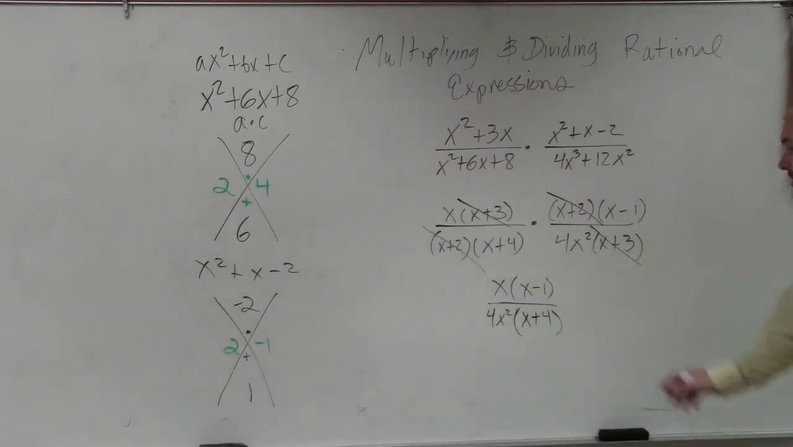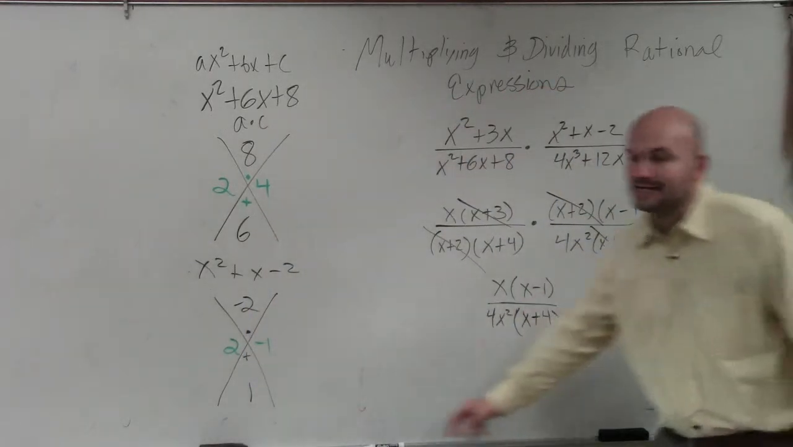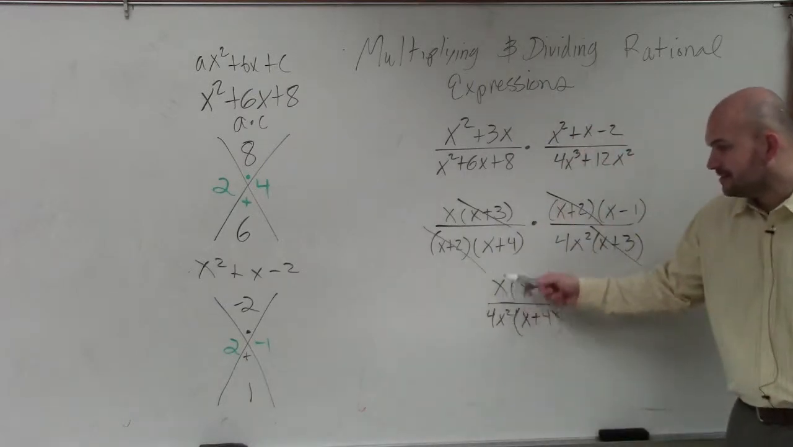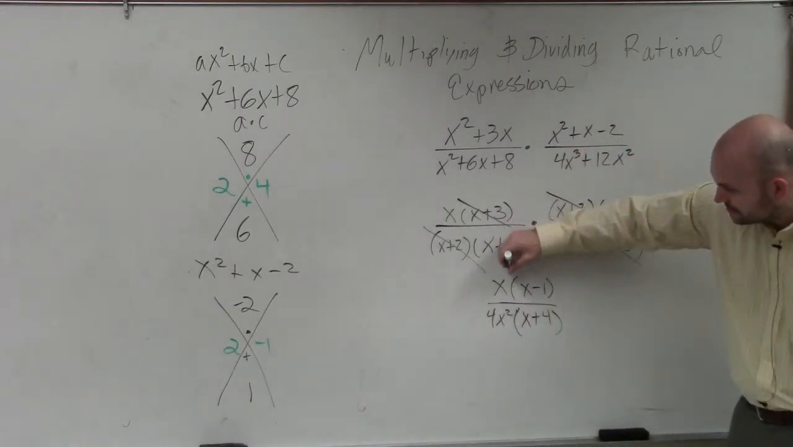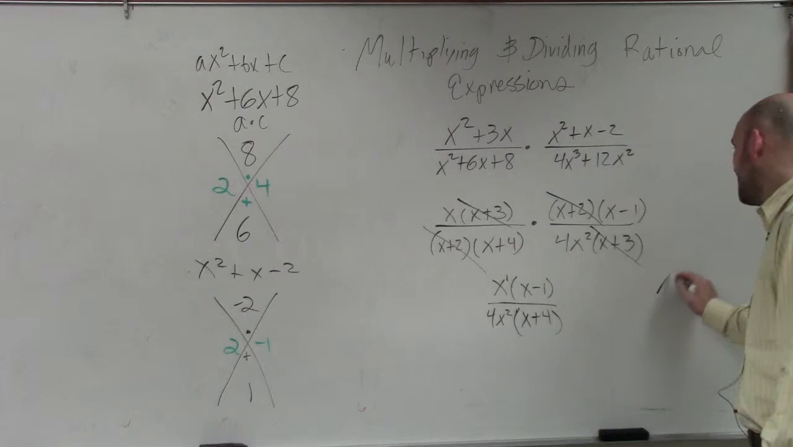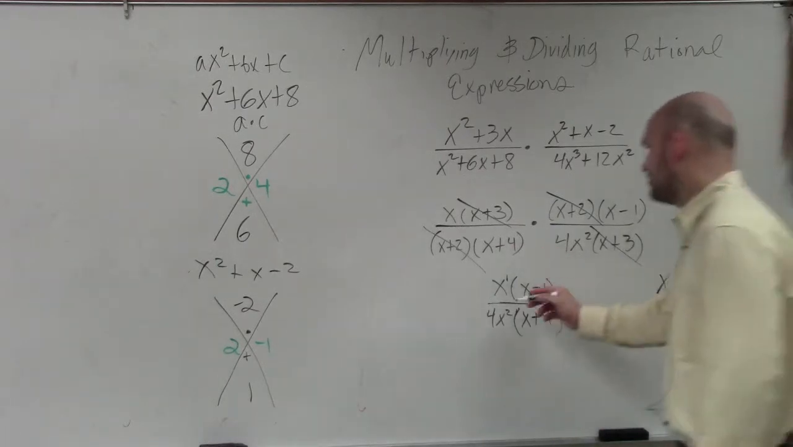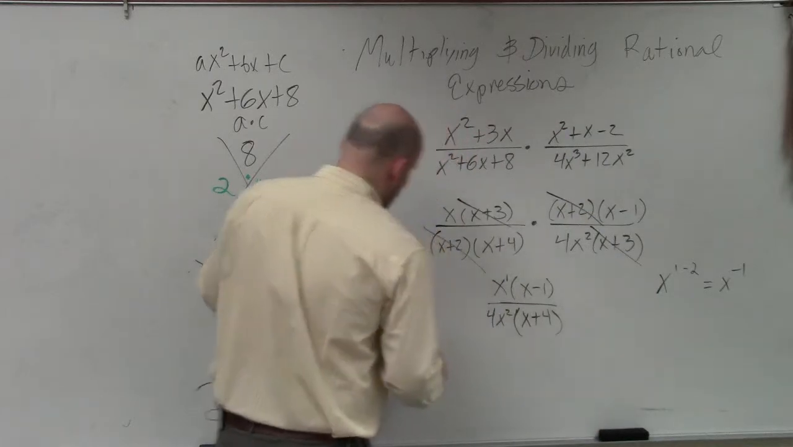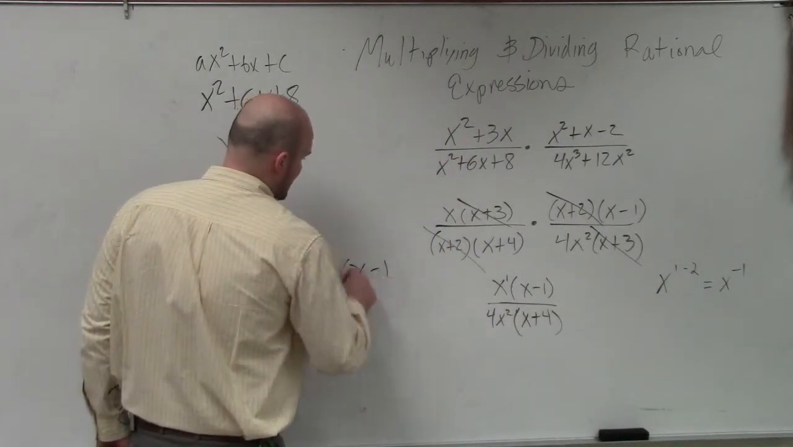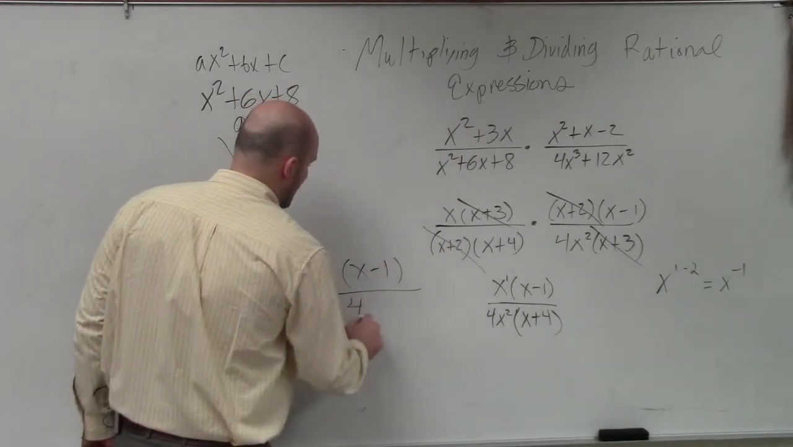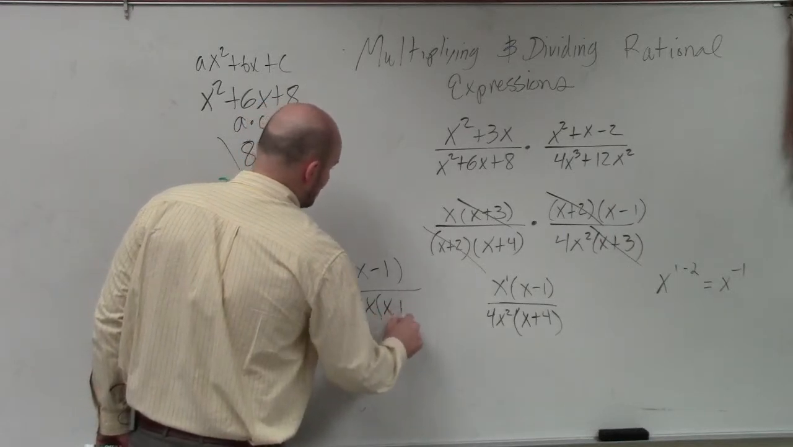Now, what you guys notice is, again, I can use my rules of exponents here. I can subtract the powers, right? So that would give me x to the first minus 2, which equals x to the negative first. So I put that in the denominator. My final answer, ladies and gentlemen, is x minus 1 divided by 4x times x plus 4.